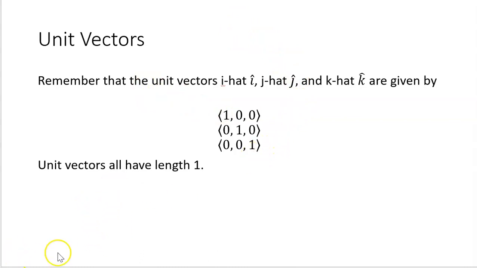Now, hence the name, unit vectors all have length 1, okay? So in a standard Cartesian coordinate system with x, y, and z coordinates, you might have unit vectors 1, 0, 0; 0, 1, 0; and 0, 0, 1, okay? So those are the unit vectors. They all have length 1.